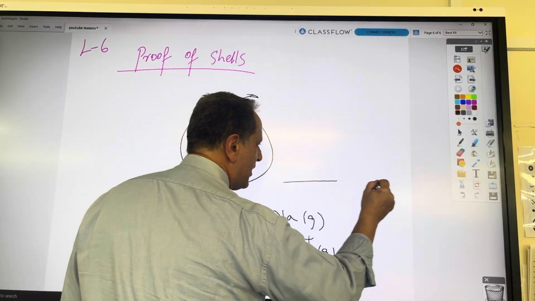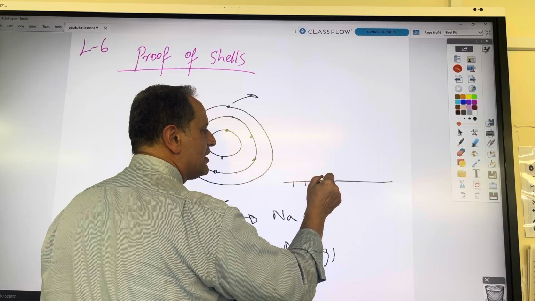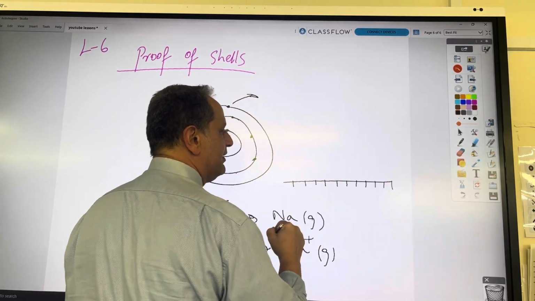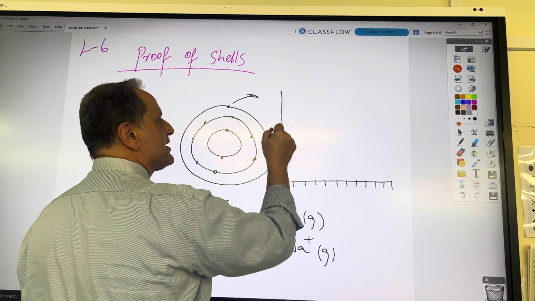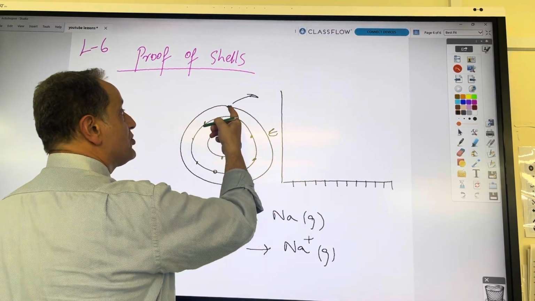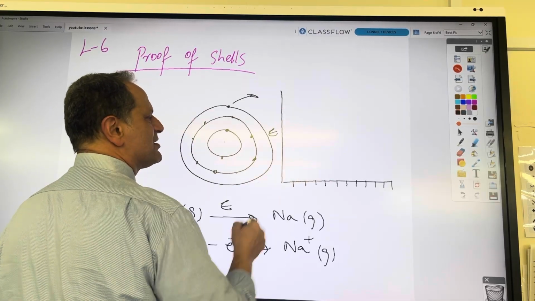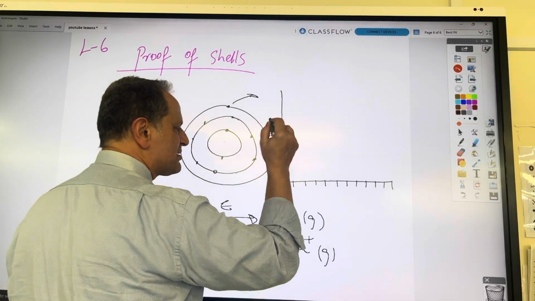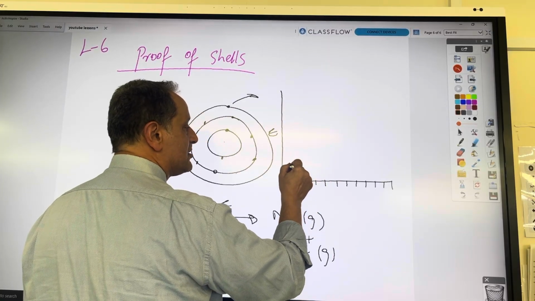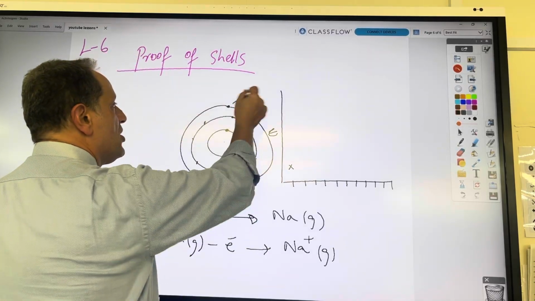So let's plot something. This guy's got 11 electrons, isn't it? 1, 2, 3, 4, 5, 6, 7, 8, 9, 10, 11. And then the y-axis is energy in kilojoules per mole. In order to remove that, let's say I'm not graduating this y-axis. It's the pattern that you want to take a look at. Let's say that you have to spend this amount of energy, a few hundred, and that is gone.